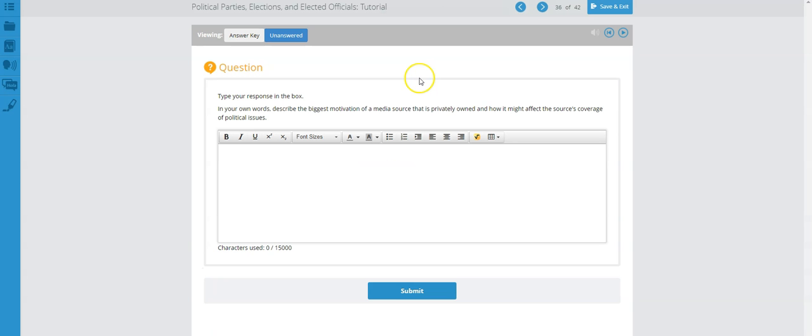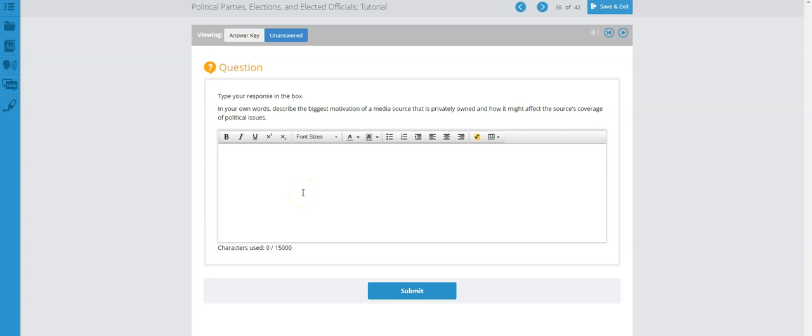Now let's move on. We are now on page 36 of Political Parties, Elections, and Elected Officials tutorial, and this is what you're being asked to do. In your own words, describe the biggest motivation of a media source that is privately owned and how it might affect the source's coverage of political issues.